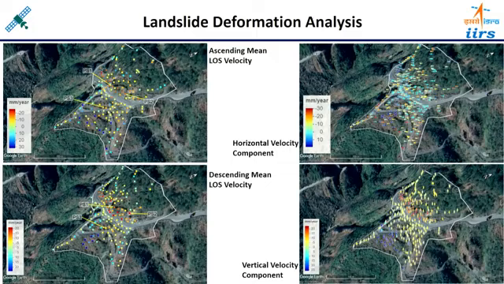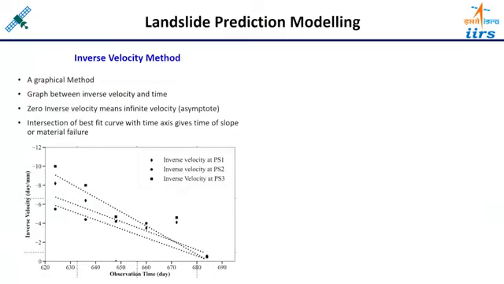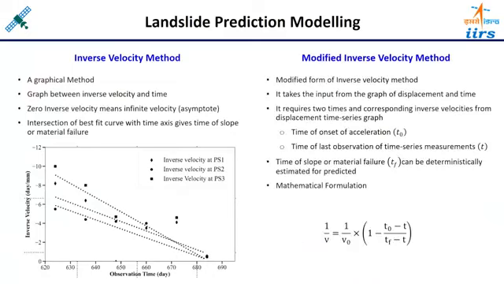For that prediction purpose, I have used these two methods. One is the inverse velocity method, and the second one is the modified inverse velocity method. The first one is a purely graphical method, and the second one is a purely mathematical model. Here you can see the mathematical equation: 1/V = 1/V0 × (1 − (T0 − T)/(TF − T)). V is the velocity, so 1/V is the inverse velocity. That's why the term inverse velocity is used in the name itself. 1/V is the inverse velocity at time t, and 1/V0 is the inverse velocity at time t0.